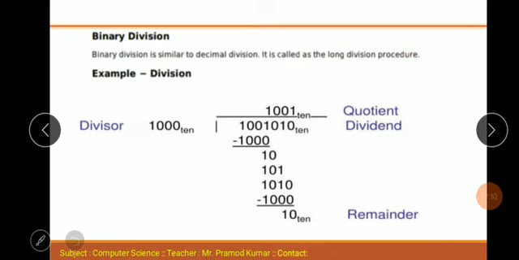Next one, binary division. Binary division is similar to decimal division. It is called the long division procedure. Example here: divide 1000 by 1001010. Here the divisor, here the dividend, and this is the quotient, and here the remainder.